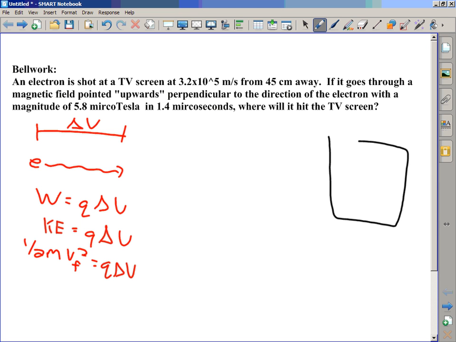The electron comes out with this speed, right? In this problem, though, don't worry about that. I'm going to give you the velocity that it comes out with. The velocity that this electron comes out with, going straight towards the screen, is going to be 3.2 times 10 to the 5th meters per second.